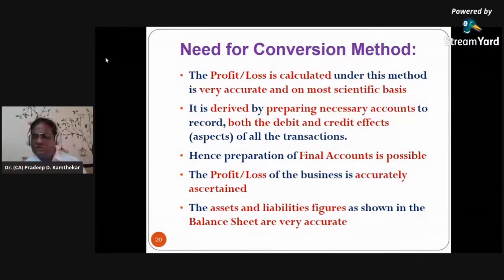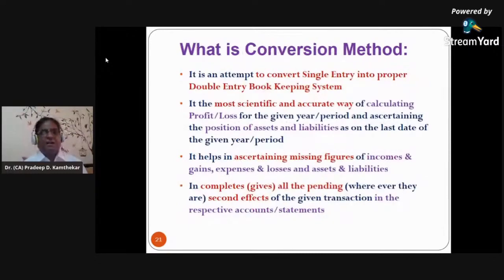Here, final accounts can be prepared because they are possible to be prepared. And with these final accounts, one can easily ascertain the profit or loss made by the business or the assets and liabilities position of the business as at the end of the accounting year. Why this conversion method and what is this conversion method? This conversion method is nothing but it tries to convert single entry into proper double entry bookkeeping system.